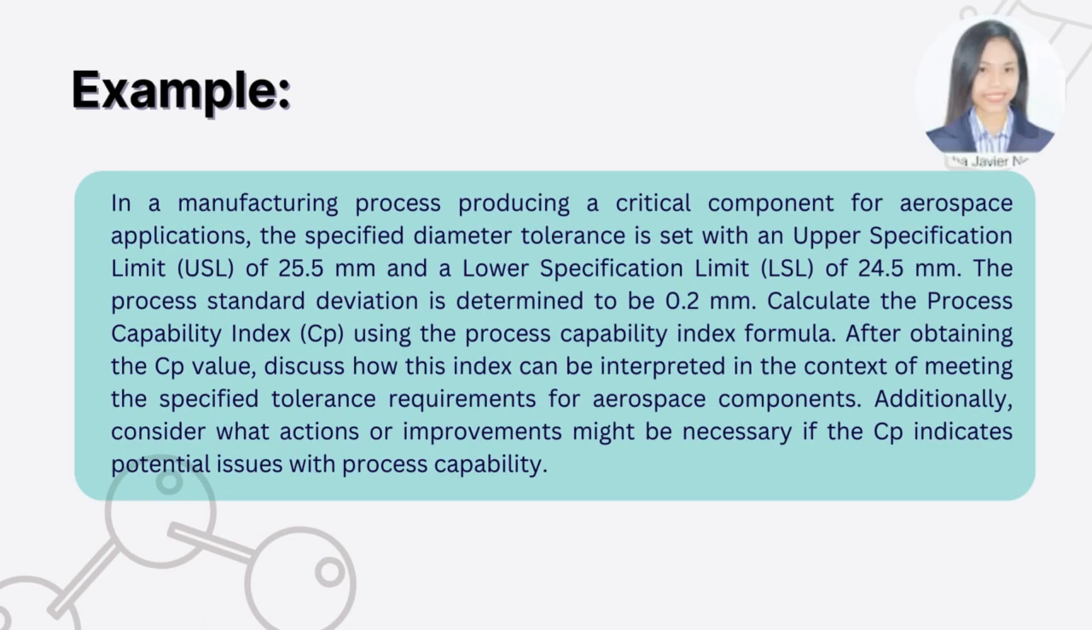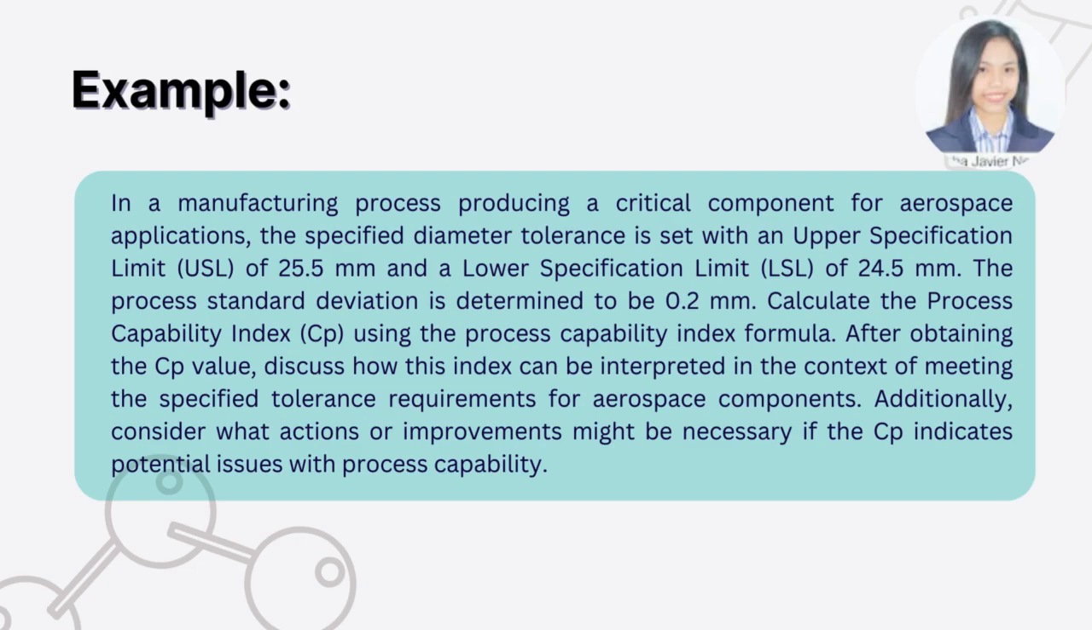Here we have an example of a process capability index problem. In a manufacturing process producing a critical component for aerospace applications, the specified diameter tolerance is set with an upper specification limit, USL, of 25.5 millimeters and a lower specification limit, or LSL, of 24.5 millimeters. The process standard deviation is determined to be 0.2 millimeters.